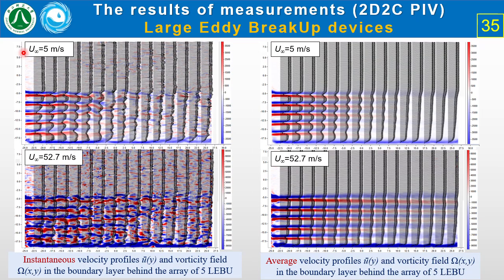And this slide illustrates the distributions of instantaneous and averaged velocity profiles, together with the distributions of vorticity presented by different colors, in the flows for incoming flow speeds from 5 to 52.7 meters per second. And these results demonstrate well the non-monotonic velocity distribution in the wake behind the system of LEBU devices, as well as the non-monotonic distribution of vorticity.